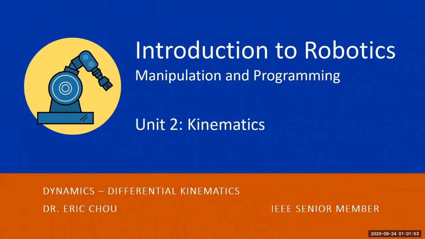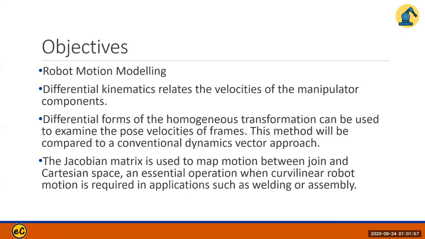Unit 2, Kinematics, Differential Kinematics, Dynamics. In the previous lab, we worked on the static kinematics. So we talked about the position, the rotational matrix, and the displacement. Basically, we calculate the end result for the position of some point or some end effector location.